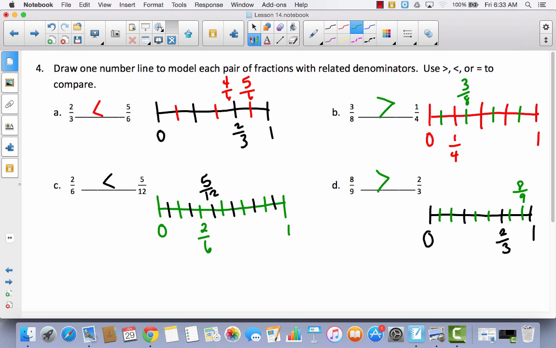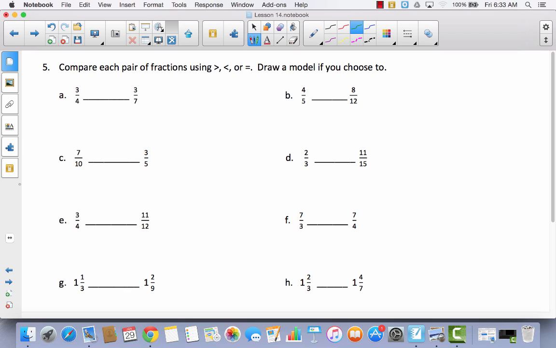8/9. All right, now it says compare each pair of fractions using greater than or less than or equal to. Draw a model if you choose to. Now, again, we are faced with greater than, less than, or equal to. You've got a 1/3 chance of getting it right, so a lot of kids want to guess. So I'm going to expect either a model or a brief explanation. So we're going to do these together.